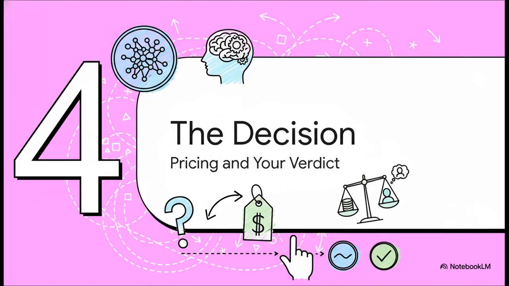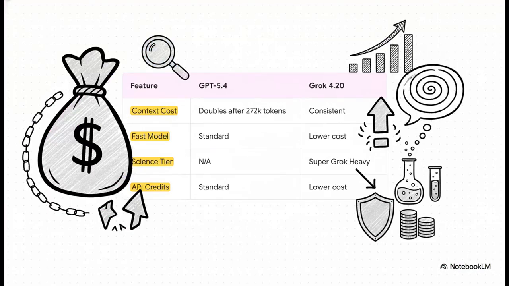All right, so we have two incredibly powerful but very, very different AIs. This brings us down to the final practical question: which one should you actually pay for? Let's talk pricing. With GPT 5.4, you have to watch out for the context tax. Your API costs literally double once you cross 272,000 tokens in a single session, which is easier to do than you think if you're auditing a large codebase.